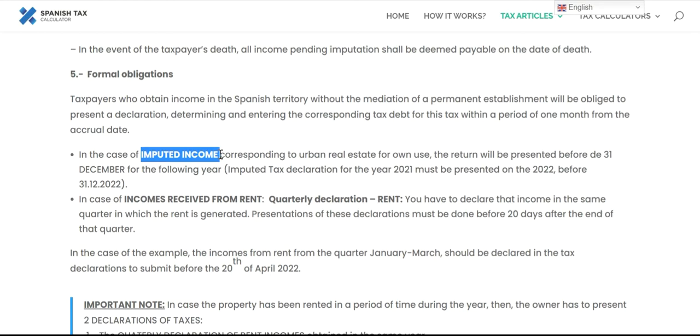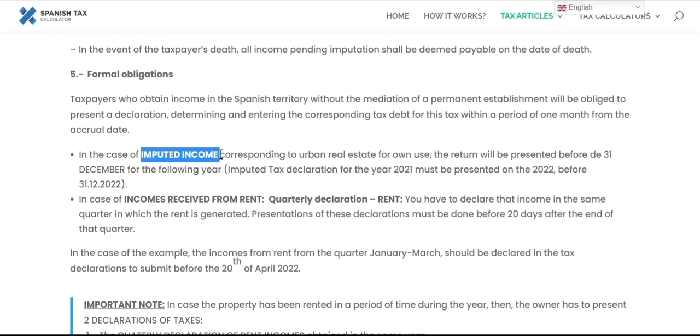This is a mistake probably created by a lack of information from the owners. In case the property is not rented and you are not a Spanish resident, you are living in your country of origin, not residing in Spain permanently, in Spain there is the obligation for these owners to declare every year what we call income tax for non-residents.